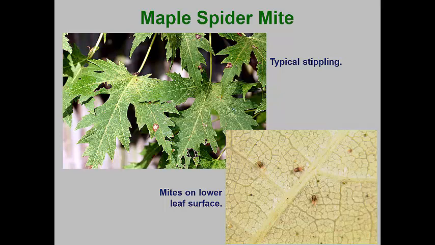Mites that feed on leaf undersurfaces can be especially problematic when treated with soft miticides like horticultural oils and insecticidal/miticidal soaps. These kill only by contact, so applications have to be made in a manner to hit the leaf undersurfaces.